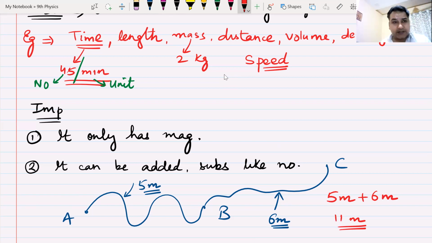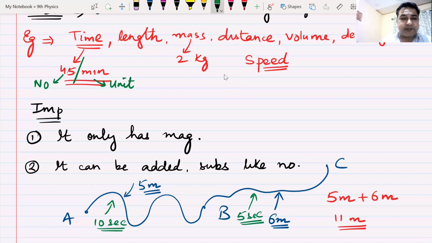So similarly, if I have one mass of 3 kg and another mass of 2 kg, what will be the total mass when I put them together? 3 kg plus 2 kg, the answer would be 5 kg. Another example, if I say that I have taken 10 seconds to go from A to B and 5 seconds to go from B to C, what is the total time taken by me? What would be your answer? 15 seconds. It would be simply 15 seconds.